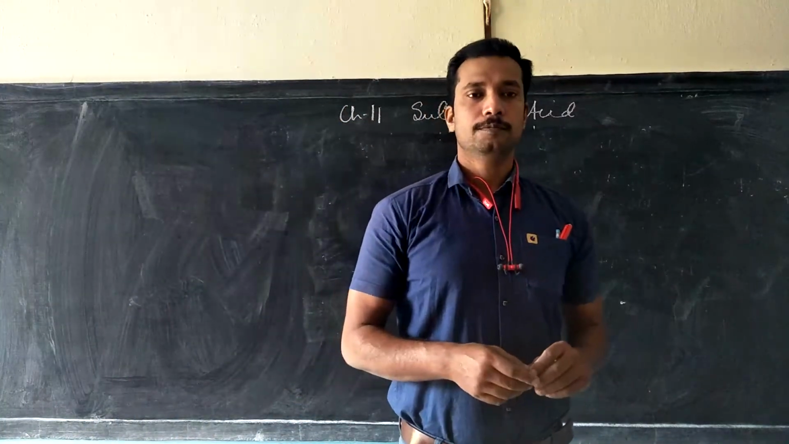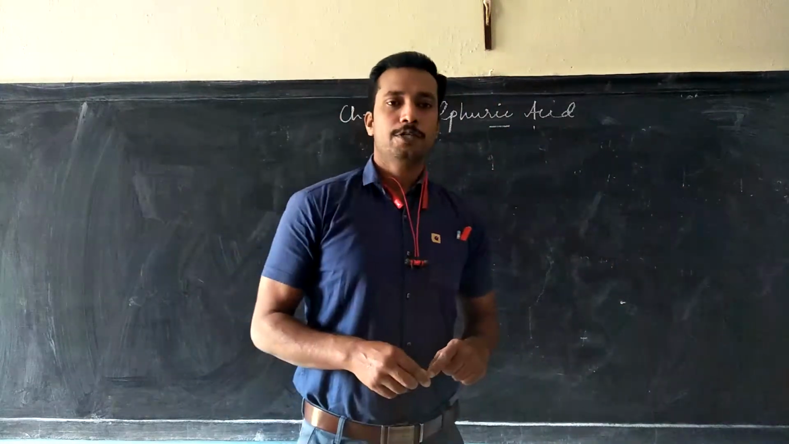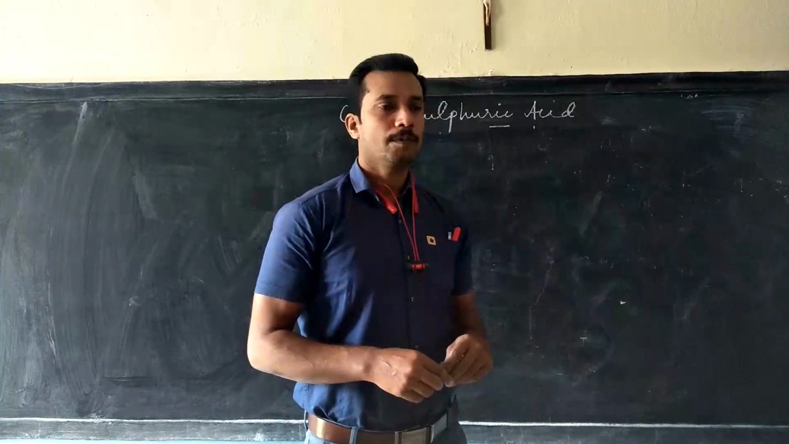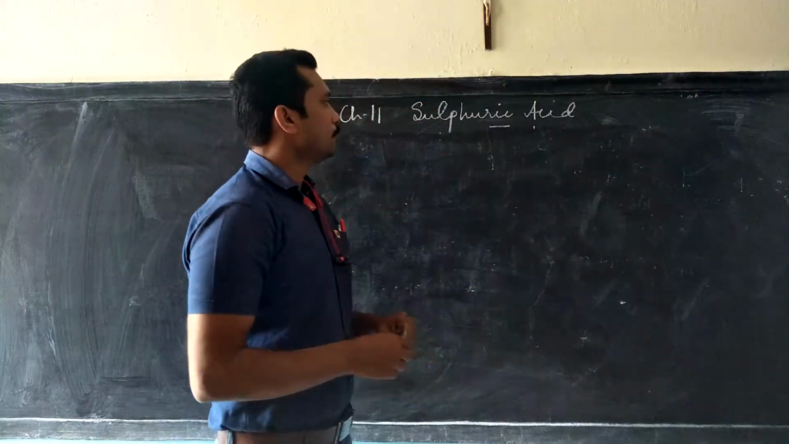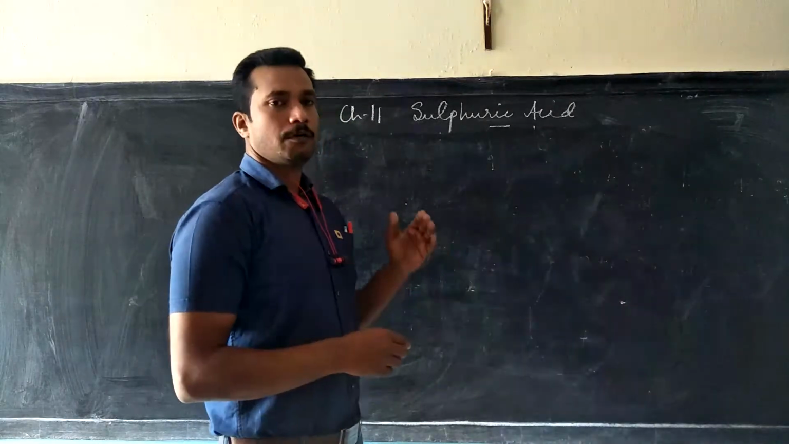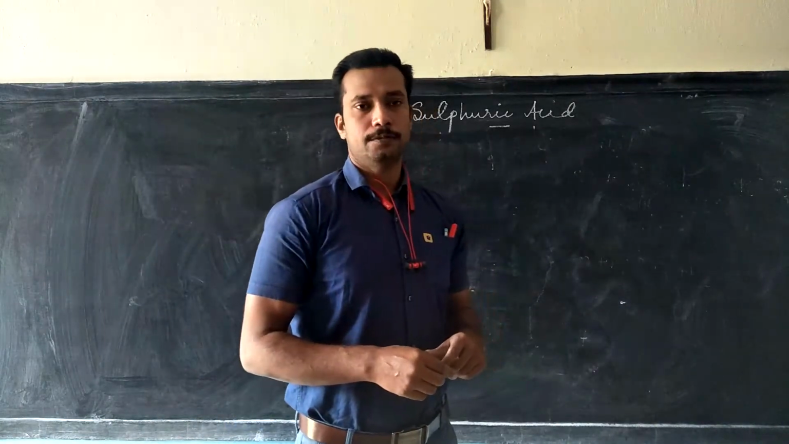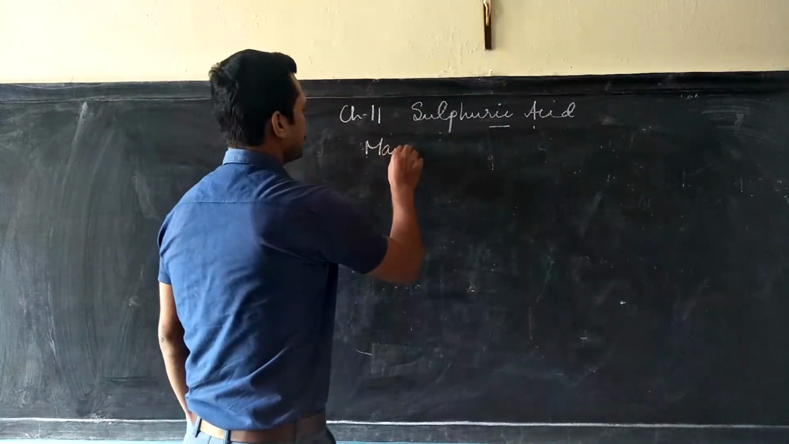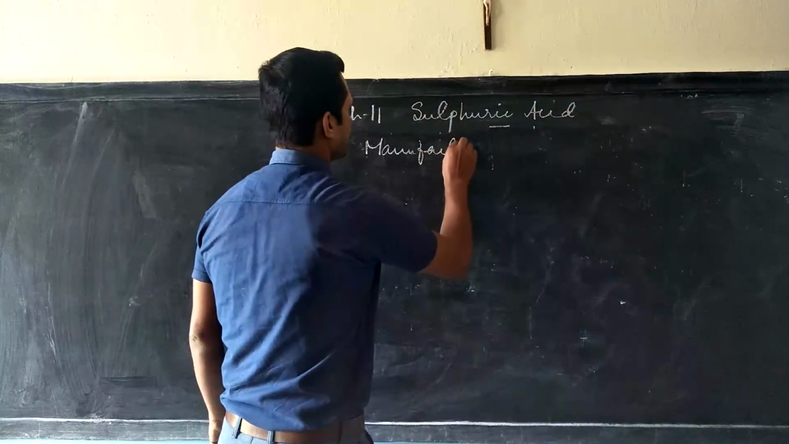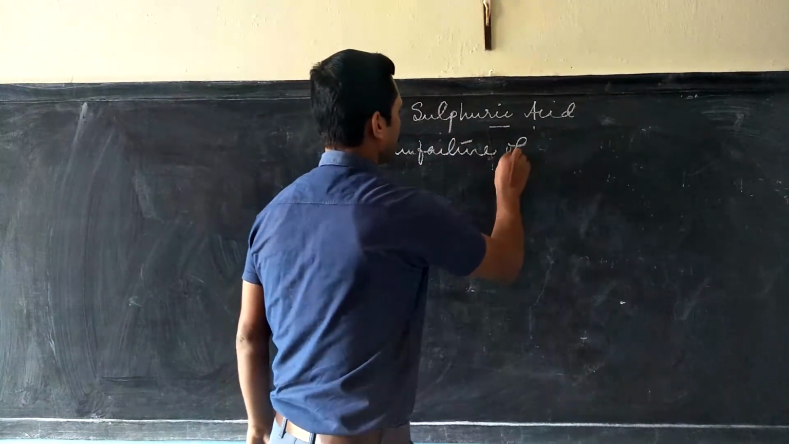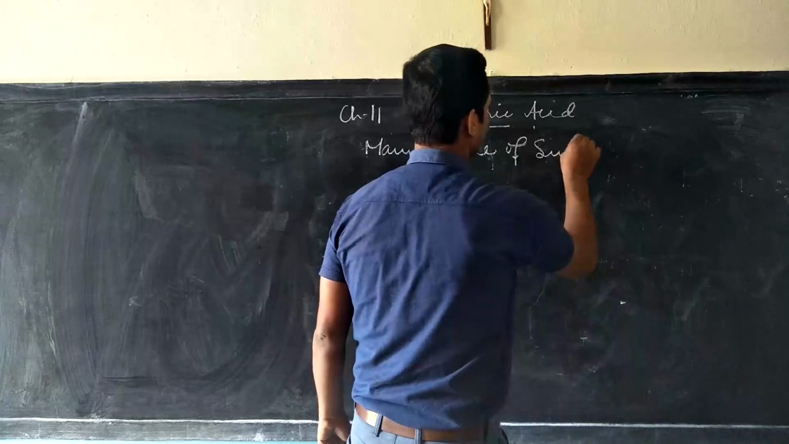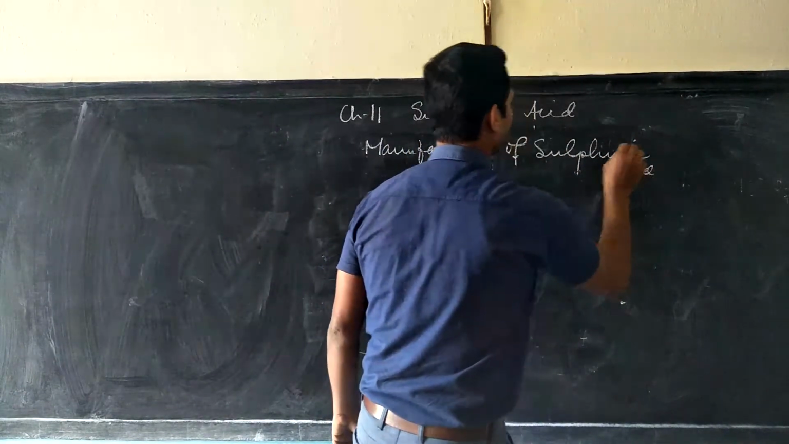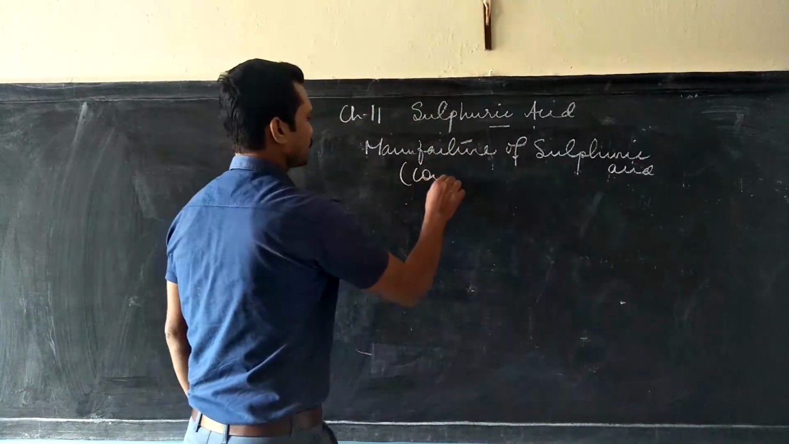Good morning, students. We are going to start a new chapter today in chemistry, which is sulfuric acid. And in this, we are going to start with the manufacturing of sulfuric acid. Manufacture of sulfuric acid is done by the process called contact process. The process is contact process.